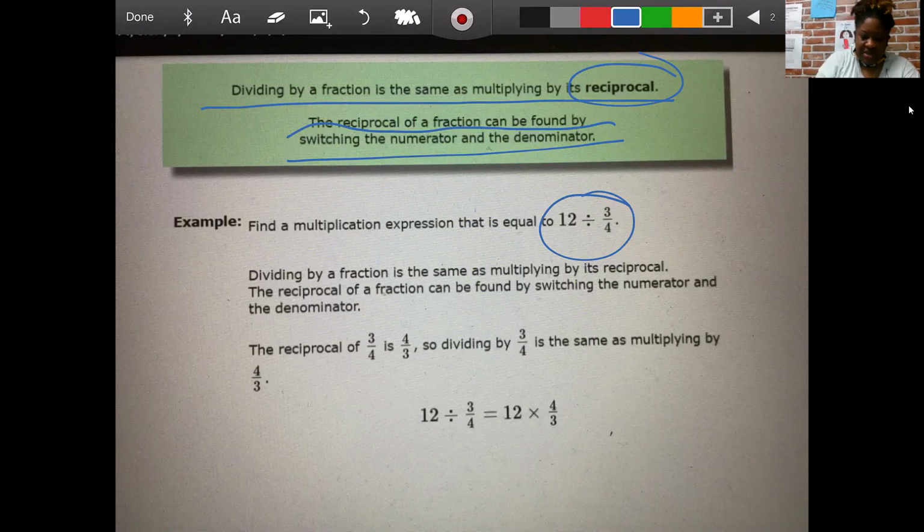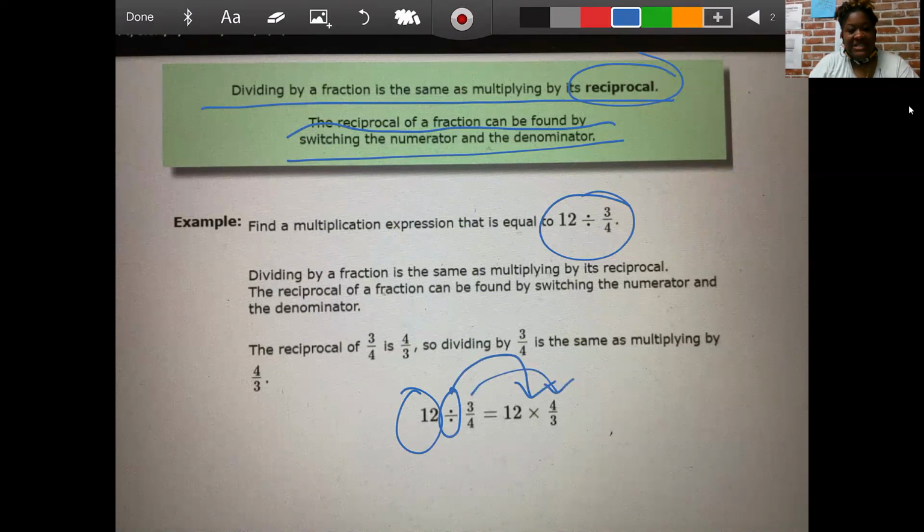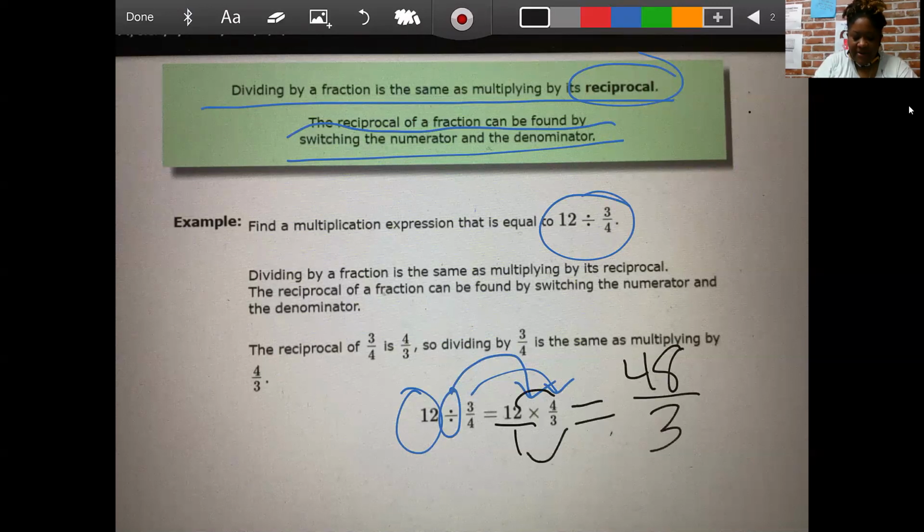So what that means is you keep the first number, change the sign from division to multiplication, and you flip the fraction. Instead of 3/4, it's 4/3. That's it. Okay? And now remember, this is another part you guys are forgetting. Under any whole number is the number 1. And so it's 12/1 times 4/3. And when you multiply that, 12 times 4 is 48, 1 times 3 is 3.